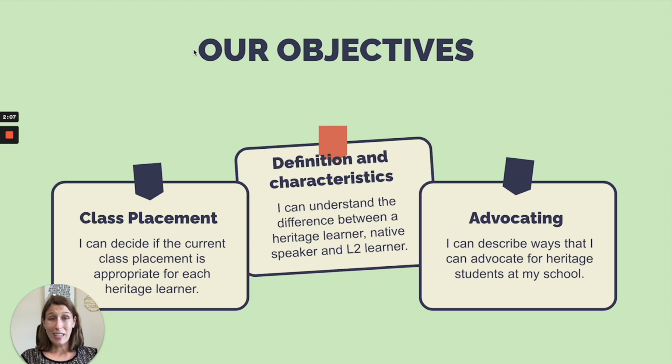So in this quick PD, we're going to go over 3 things. You're going to be able to talk about placement in classes and decide if the current class placement is appropriate for each heritage learner. You're going to understand the difference between a heritage learner, a native speaker, and a second language learner. And you're going to get some tips for advocating for them.